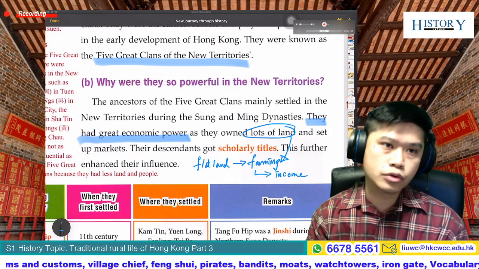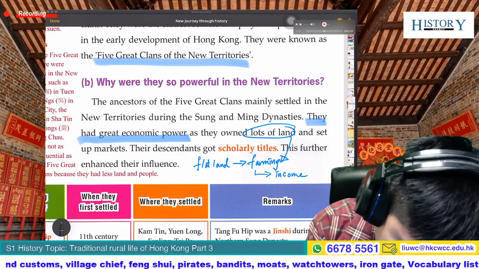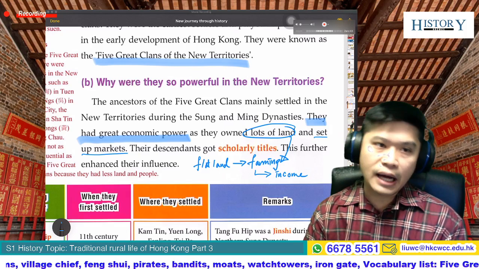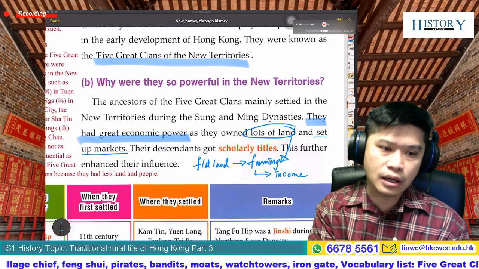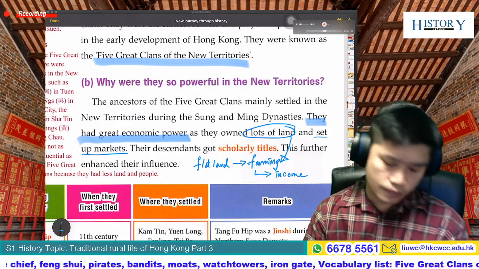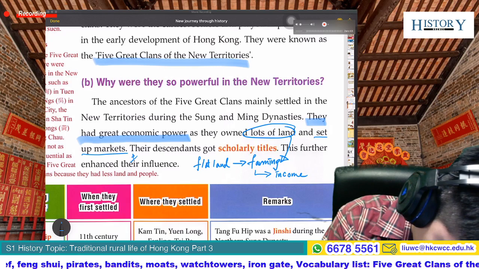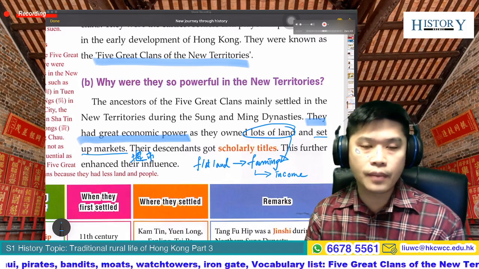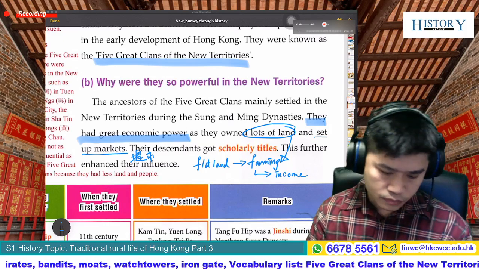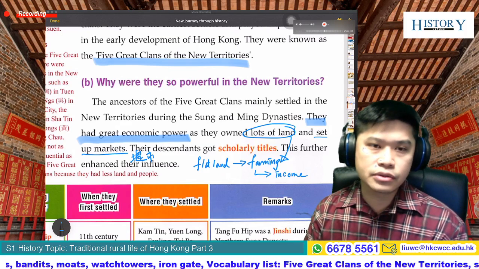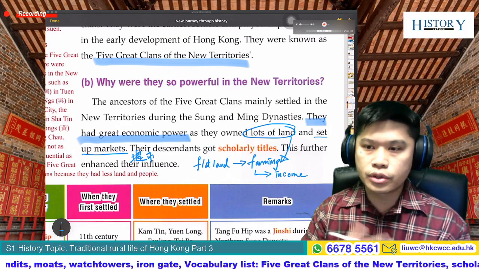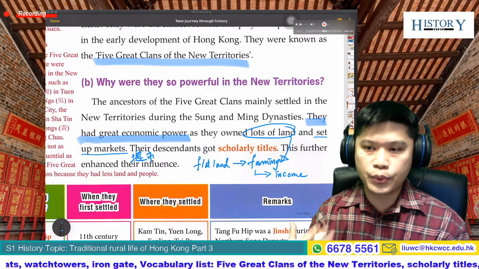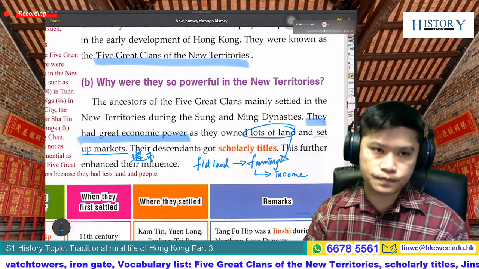And also those group of people would set up markets. 佢哋會建立一啲markets, in Chinese in this topic we call it 墟市, okay. Actually, we will talk about it later. It means the market, so people can do the trading here. So again, it can help to boost economic development.